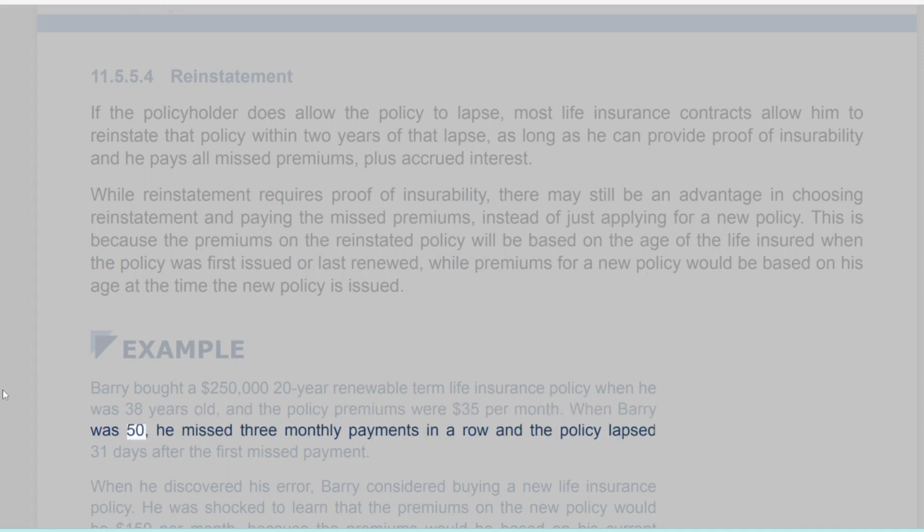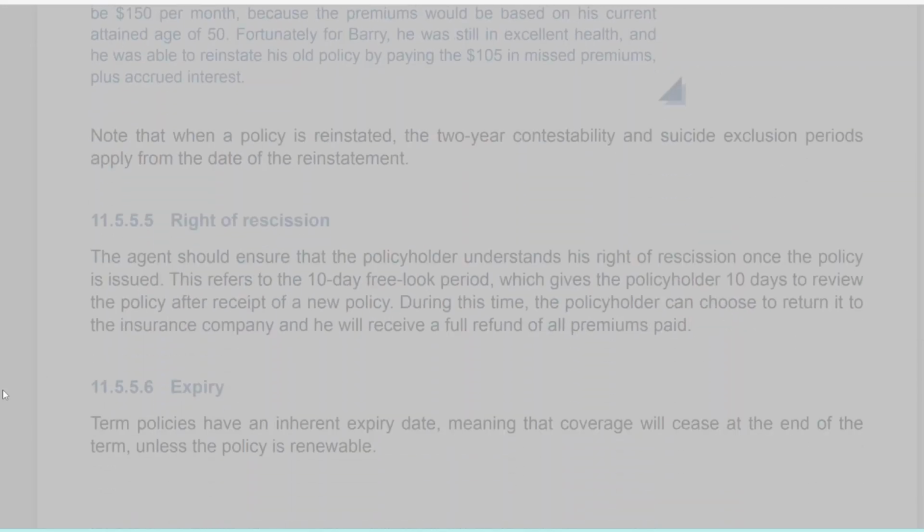When Barry was 50, he missed 3 monthly payments in a row and the policy lapsed 31 days after the first missed payment. When he discovered his error, Barry considered buying a new life insurance policy. He was shocked to learn that the premiums on the new policy would be $150 per month, because the premiums would be based on his current attained age of 50. Fortunately for Barry, he was still in excellent health, and he was able to reinstate his old policy by paying the $105 in missed premiums, plus accrued interest.